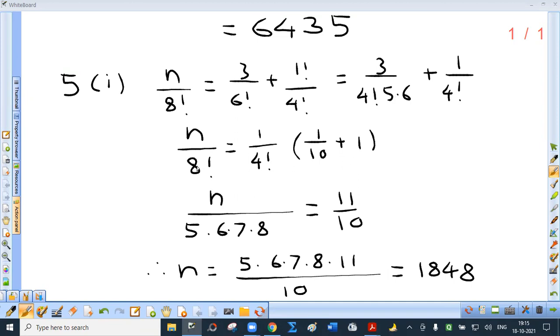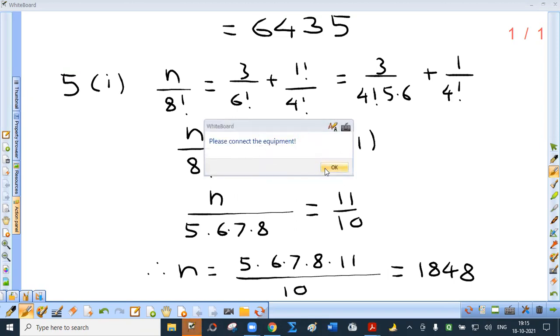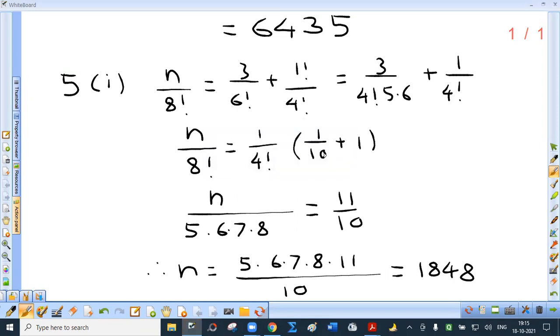So this is equal to 3 upon 6 factorial is 4 factorial into 5 into 6 plus 1 upon 4 factorial. If you take 1 upon 4 factorial common, you get 3 upon 30, that is 1 by 10 plus 1. Now what is 8 factorial? I omitted one step. 8 factorial is 4 factorial into 5 into 6 into 7 into 8. Now 4 factorial gets cancelled. This is LCM 10, 11 by 10. Now what is n from this? 5 into 6 into 7 into 8 into 11 upon 10. Simplify to get 1848 as the value of n.